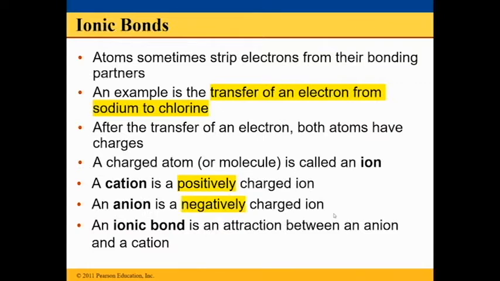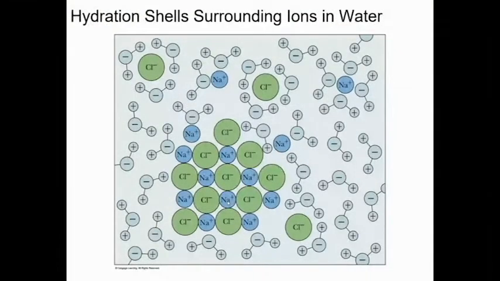The ionic bond is the transfer of an electron from sodium to chlorine, that's sodium chloride, that's the ionic bond. A charged atom is called an ion. A cation is a positively charged ion, and an anion is a negatively charged ion. So the ionic bond is an attraction between an anion and a cation. All right, that's the ionic bond.